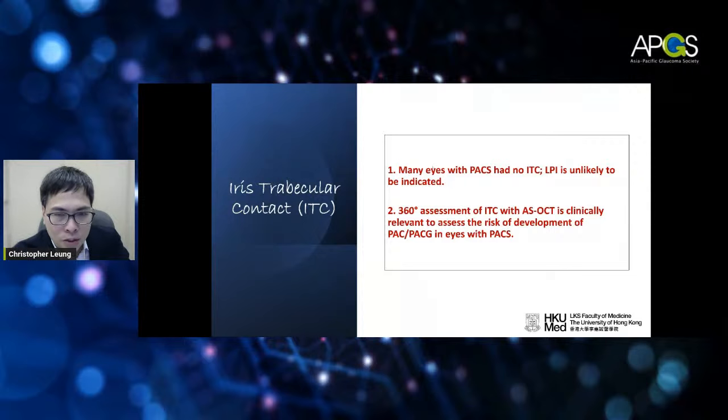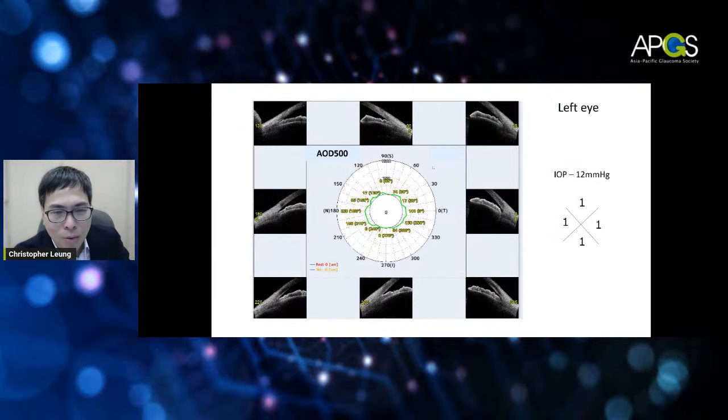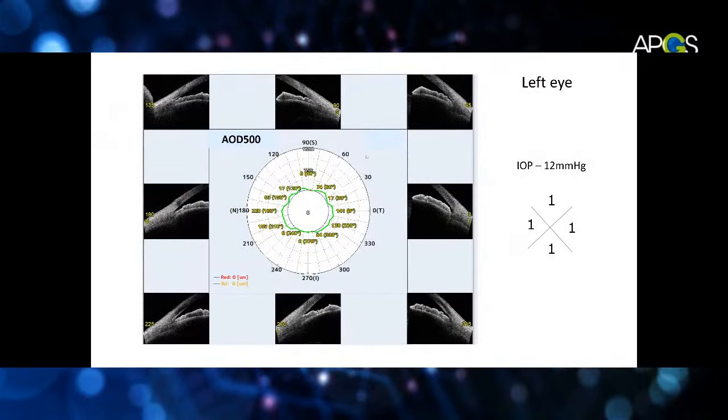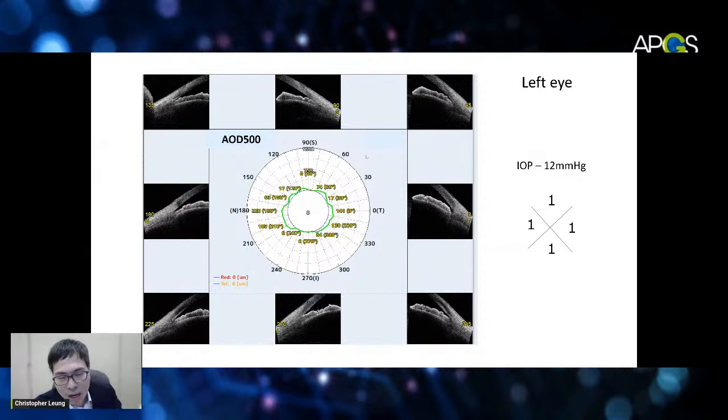So we can identify the scleral spur with the software, and then we can have a polar plot, and have a very good idea about the extent of angle closure, about the extent of ITC. It is useful to use this information to evaluate who is likely to benefit from LPI. Now the question remains: how much angle closure, how much ITC, would you consider to do LPI?